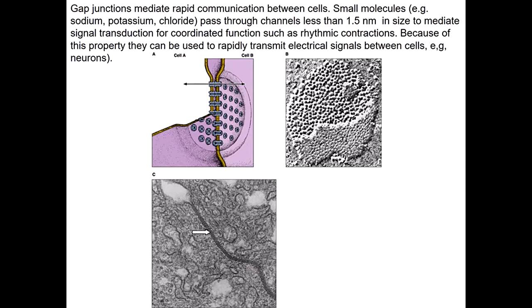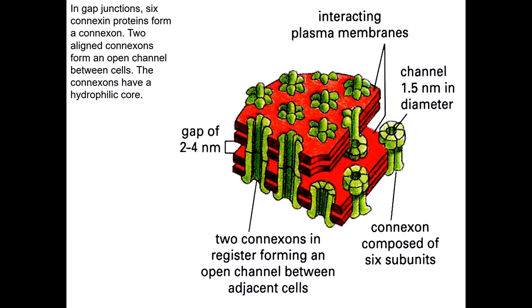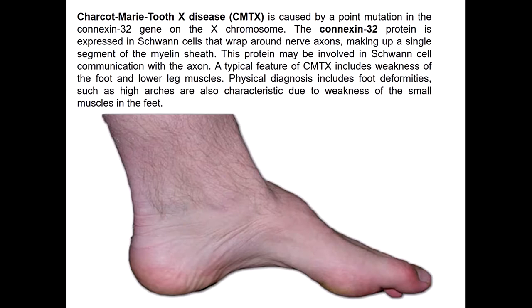The proteins of the gap junctions are in the form of six connexin proteins, shown here. So six connexins form a connexon, and then two in register with each other have a pore down the center, which forms an open channel between adjacent cells, as shown here. And you can have diseases associated with connexin proteins.